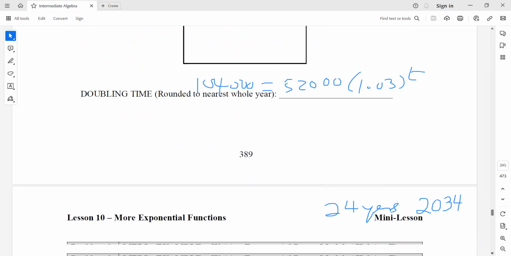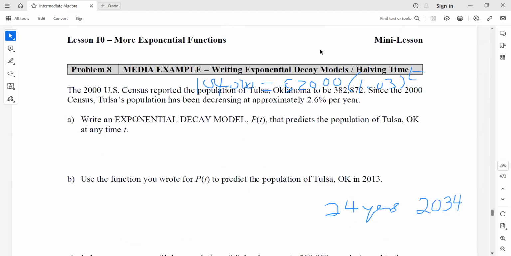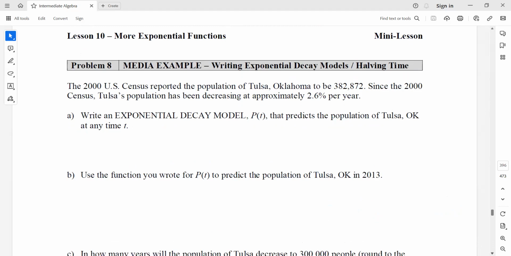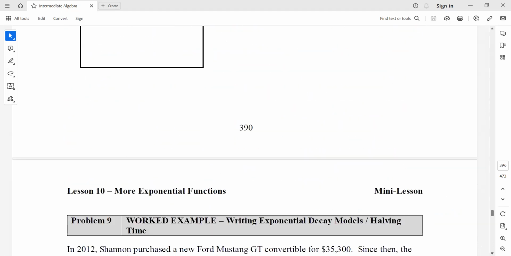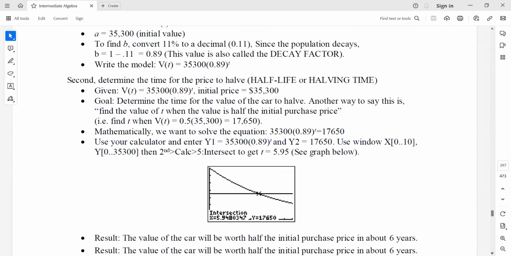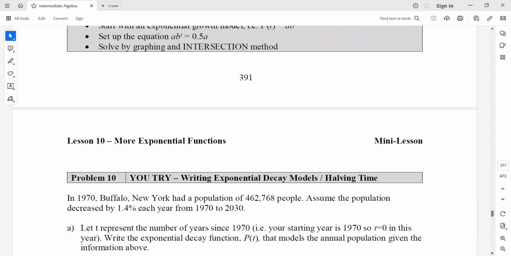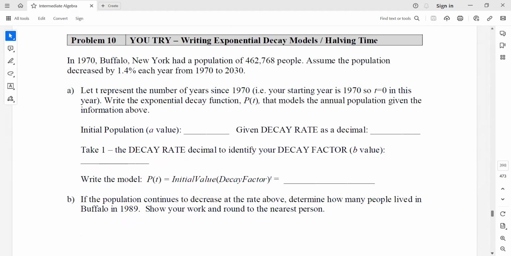All right. Now let's go to the next problem. This is a media example, so I'm going to skip this. Please try to watch this in the media lessons. Now let's look at problem 10. This is a you try problem. So let's go look at it.